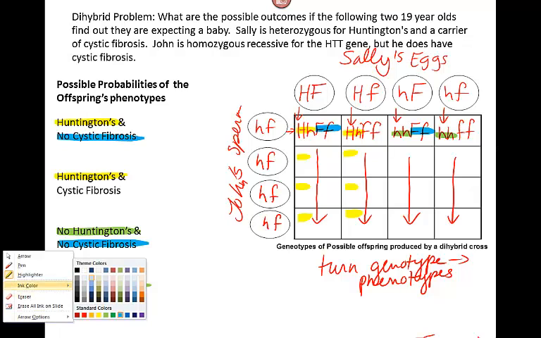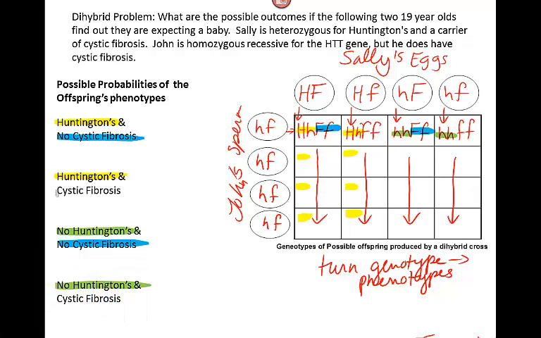And then we need one more color. Let's go with light gray for cystic fibrosis. The only way you get cystic fibrosis is if you have two little F's. And again, it's all the way down.